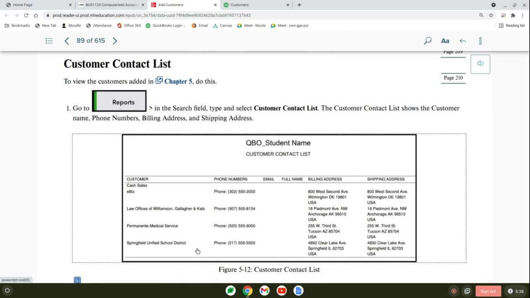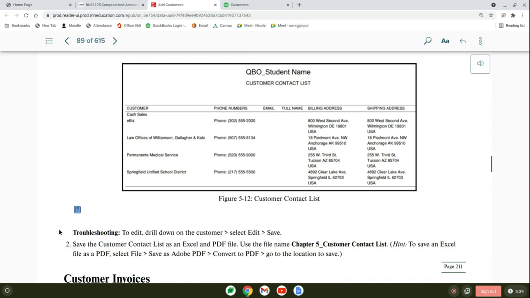If you go to reports and type in customer contact list, so what would you need to give this to? You might need to give this to a new sales rep that joined, where it's gonna display the following information. And you can customize this and change what columns will be displayed. So you have your customer, their phone numbers, their email, full name of the contact person, which they did not give us contact information for in the examples, the billing address and the shipping address, okay?